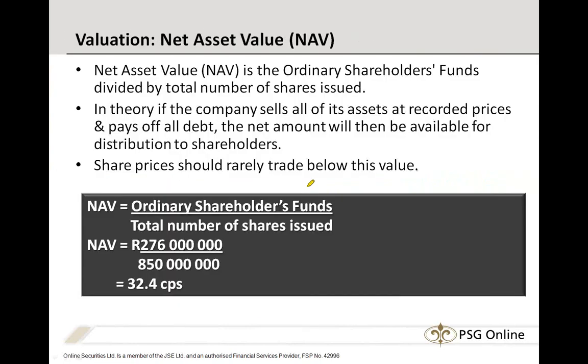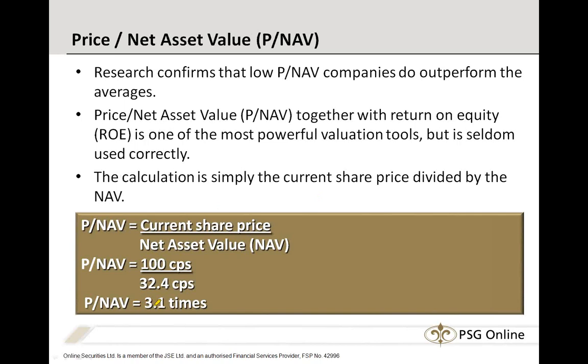Let's look at NAV. NAV, bottom line, is the ordinary shareholders' funds divided by the number of shares in issue. In this situation, it's 276 divided by 850. We get a net asset value of 32.4 cents. Compared to that, the current share price of R1. In this situation, our price to NAV is 3.1 times. Okay, people are willing to pay 3.1 times higher than its NAV.